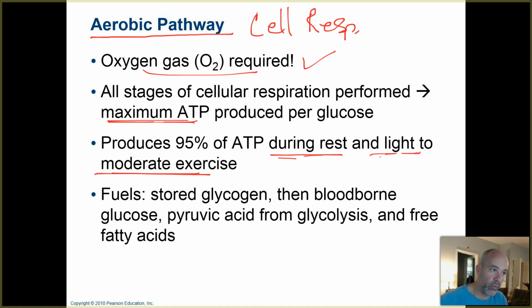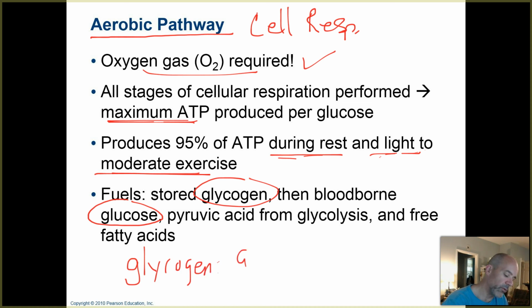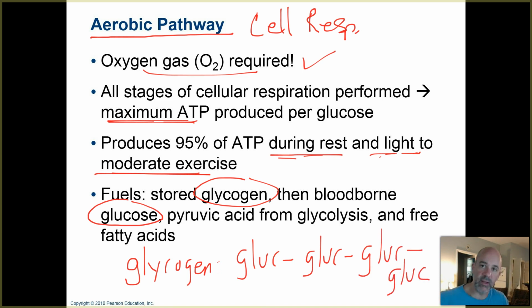Where do they get their fuel? You've got glucose from the blood. Glycogen is stored in your skeletal muscles. What is glycogen? Glycogen molecules are just chains of glucoses that are bonded together. It's actually a type of starch. And you have these in your skeletal muscle fibers. You also have them in your liver.